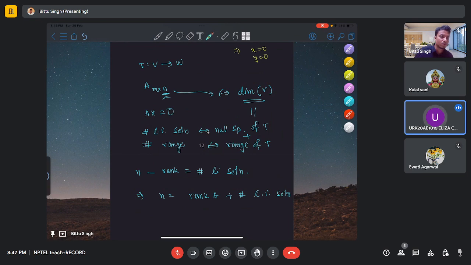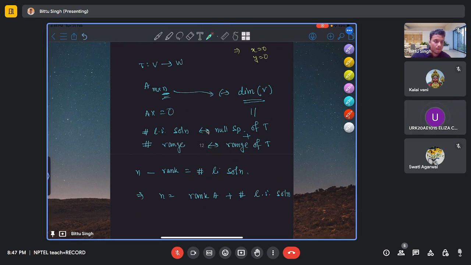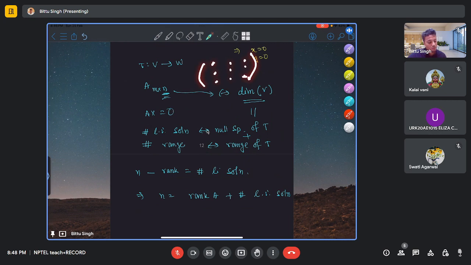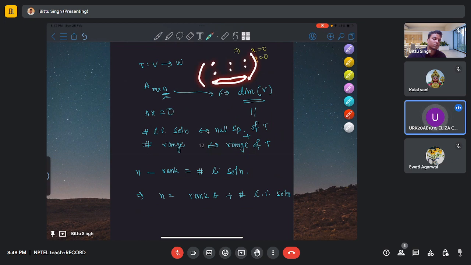Is it because of the fact that we can plug in any values for the components in the x vector? Let's say we take a 3 cross 3 matrix, and rank is 2. Then one row will be completely 0 after row reduction, right? Yes, we can plug in any value for that corresponding variable.